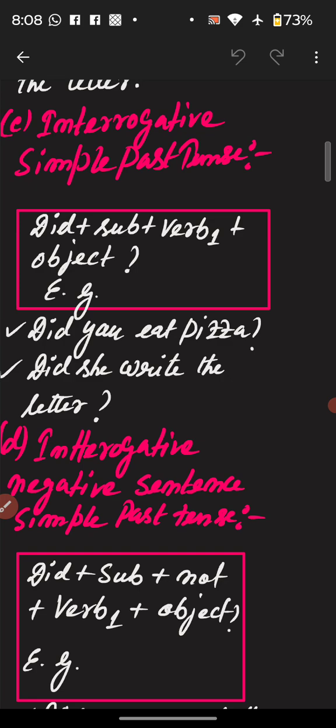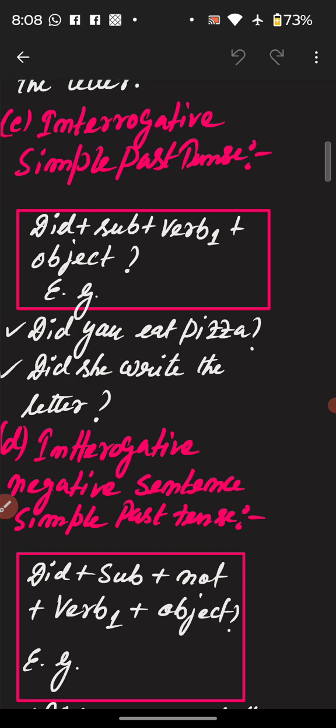Now which verb will you start with? Here you do not have any have or has verb. Here again you will have to borrow the verb. Which verb will you have to borrow? You will have to borrow again the do verb, the past form of the do verb, that is did.